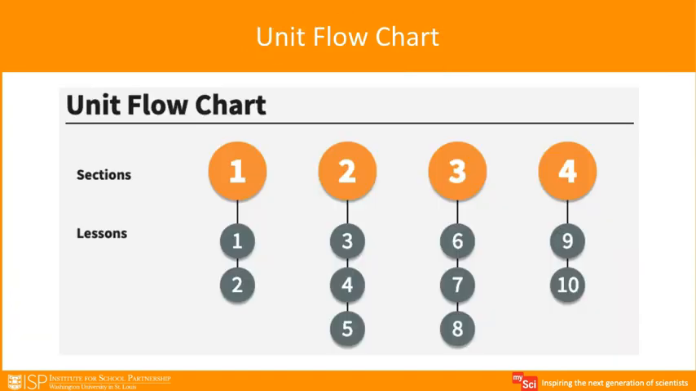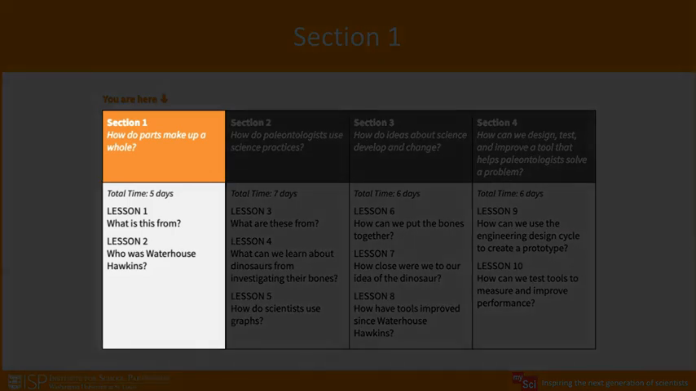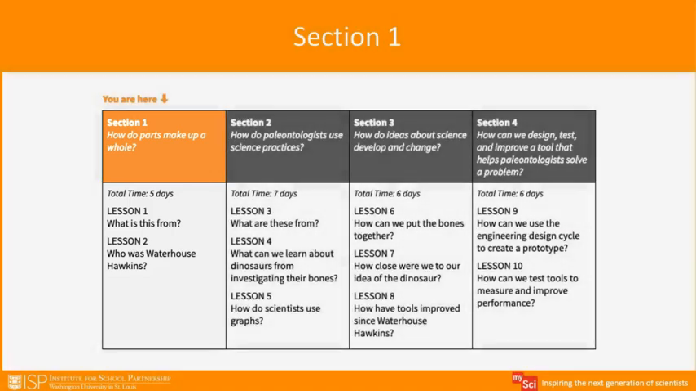Now that we have an idea about what students will study in this unit, take a look at the unit flowchart. This unit is divided into 4 sections and there are 10 lessons total. In Section 1, students observe how an object can be made of smaller parts, each with its own function. This section will take about 5 instructional days.